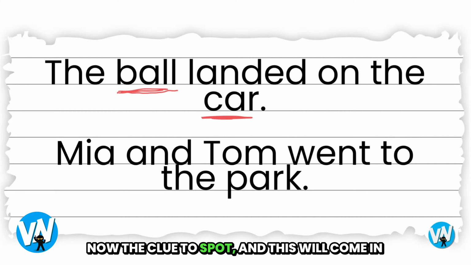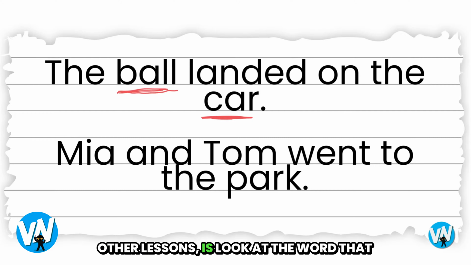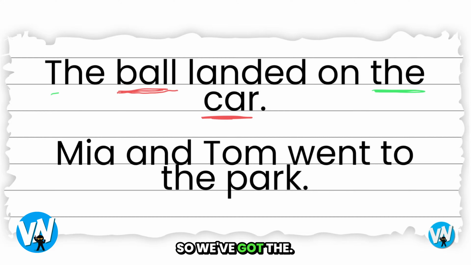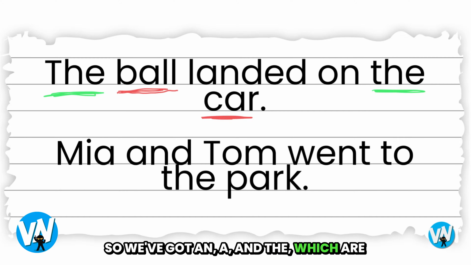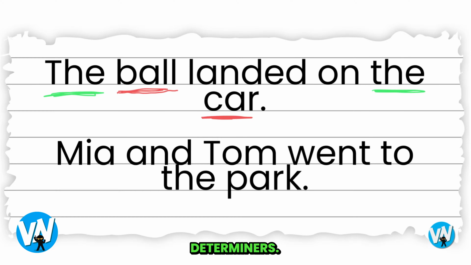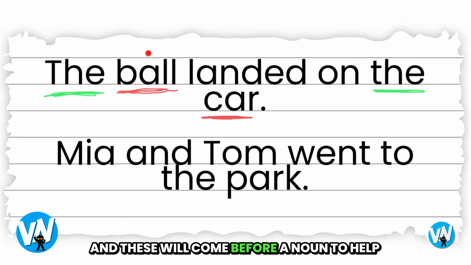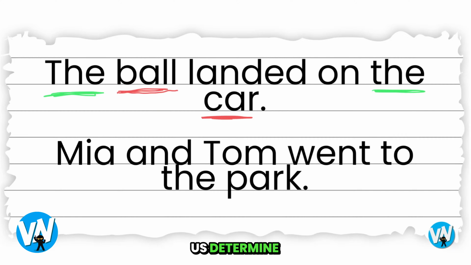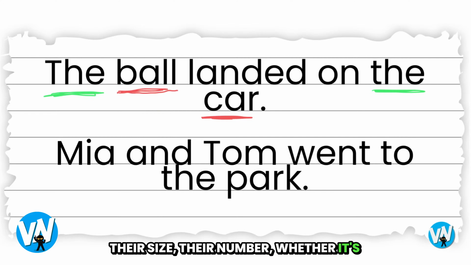Now, the clue to spot, and this will come in other lessons, is look at the word that comes before it. So we've got the. Now, the is a determiner. So we've got an, at, and the, which are articles that sit under the category of determiners. And these will come before a noun to help us determine their size, their number, whether it's singular or plural, and so on. So if we spot a ball or the ball, that's going to be a big clue that that is a noun.